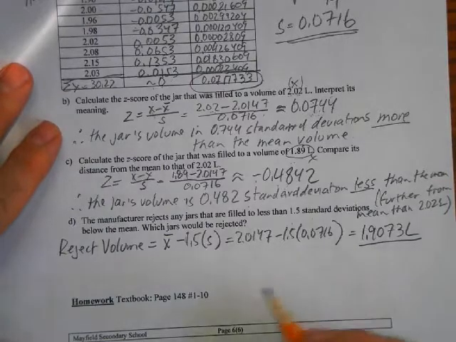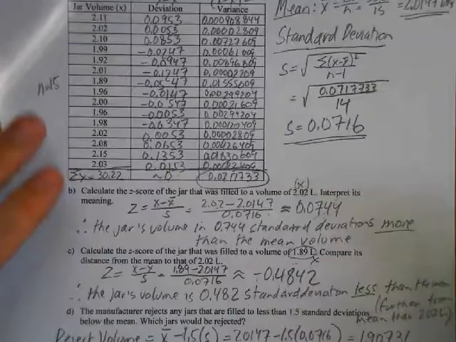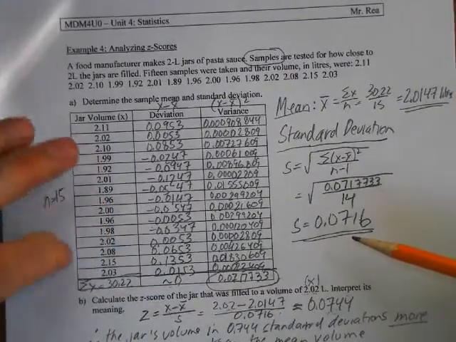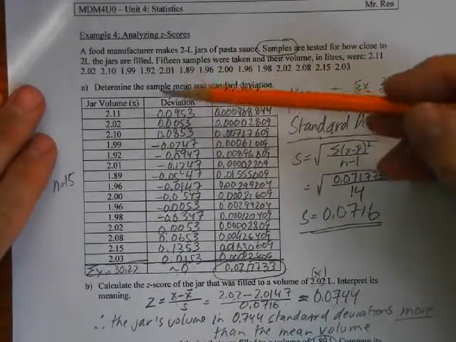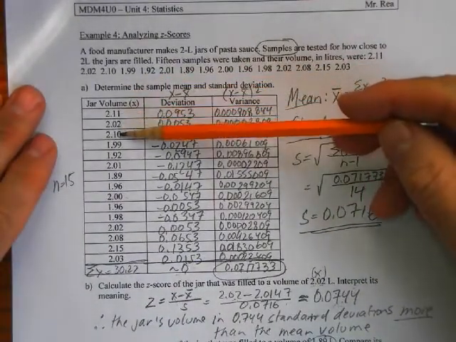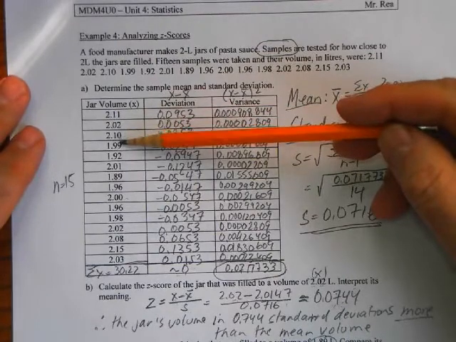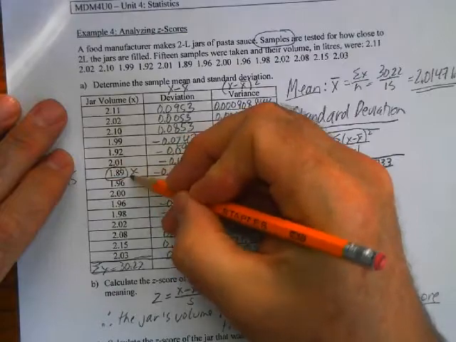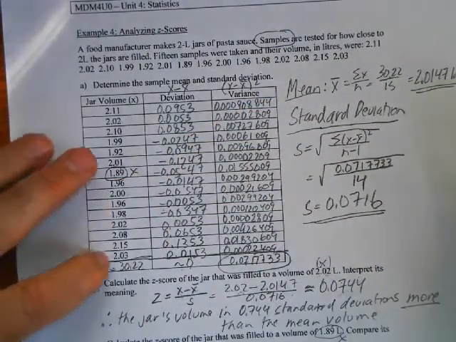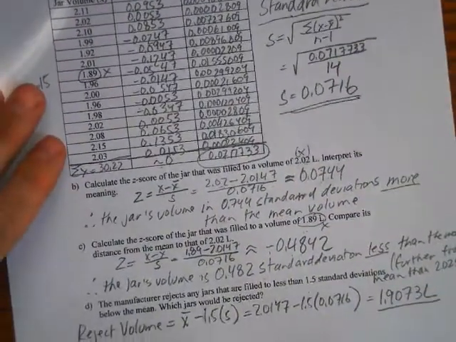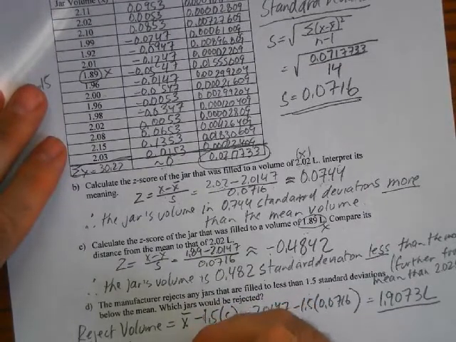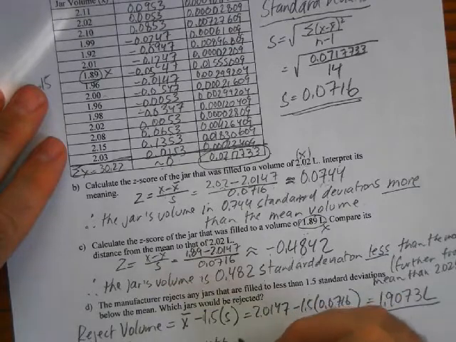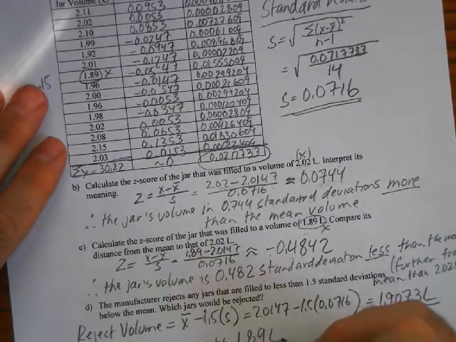So if we go back looking for anything less than, unfortunately these aren't ranked or sorted, but anything less than 1.90, I think we saw, yeah, there's a 1.89 here. This one will be rejected, and that's it. So that level would mean that the jar with 1.89 liters would be rejected.